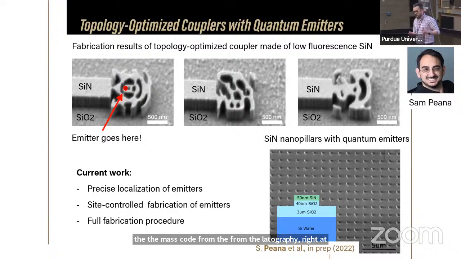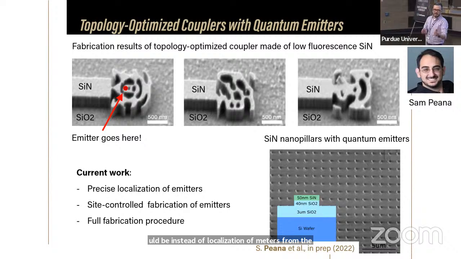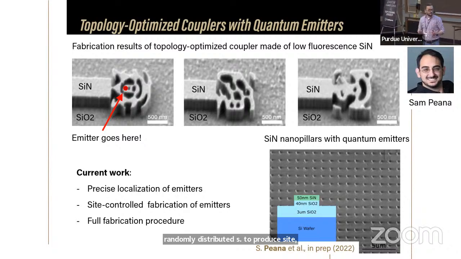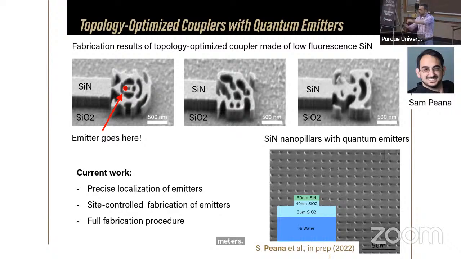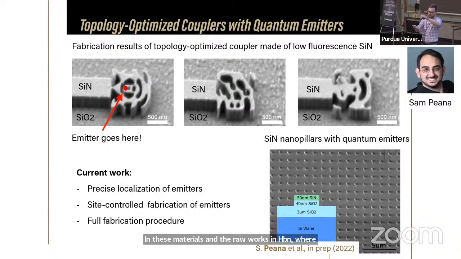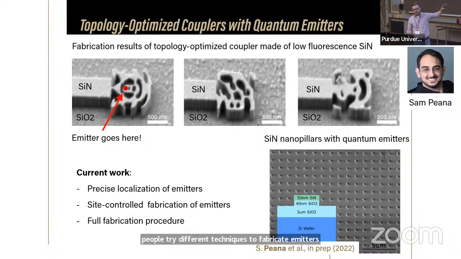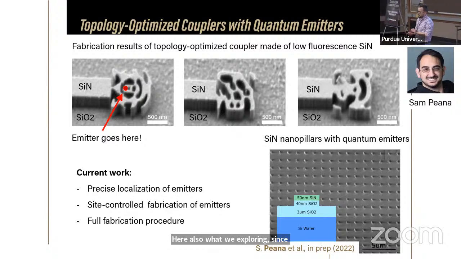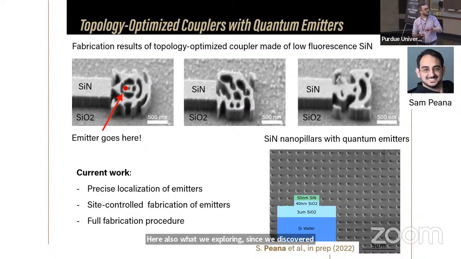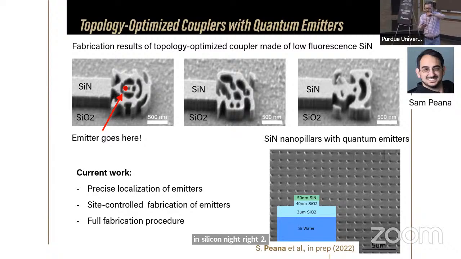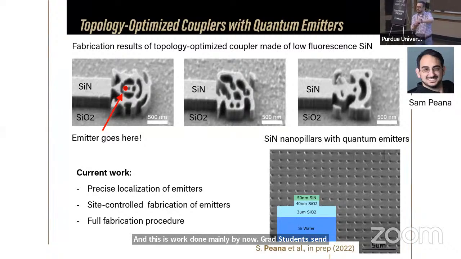Another approach, instead of localizing emitters from measurements of randomly distributed ones, is to produce site-controlled quantum emitters in these materials. There are works in hBN where people try different techniques to fabricate emitters at specific positions. Here also what we're exploring, since we discovered previously in our work the formation of intrinsic emitters in silicon nitride too, and this is work done mainly by now grad student Sam Piana, is to deterministically fabricate site-controlled emitters at specific positions.